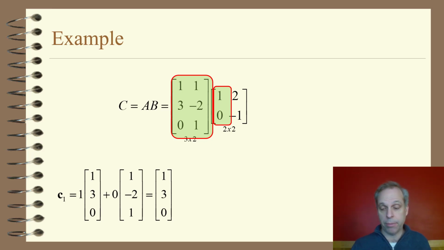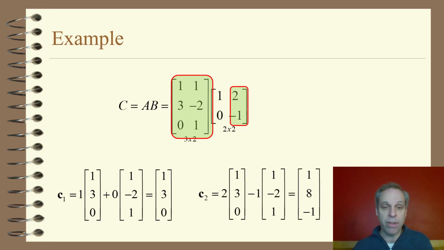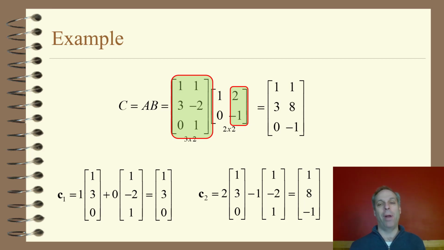That's the first column in C. For the same thing, I can find the second column in C, the second column in the product, by taking the matrix A and multiplying it to the second column of B. That again is a linear combination of the columns of A with the entries of this column vector as the coefficients in that particular linear combination. So the second column of C, the second column in the product, is this 3 by 1 column matrix, 1, 8, negative 1. Putting this together, that's the product.